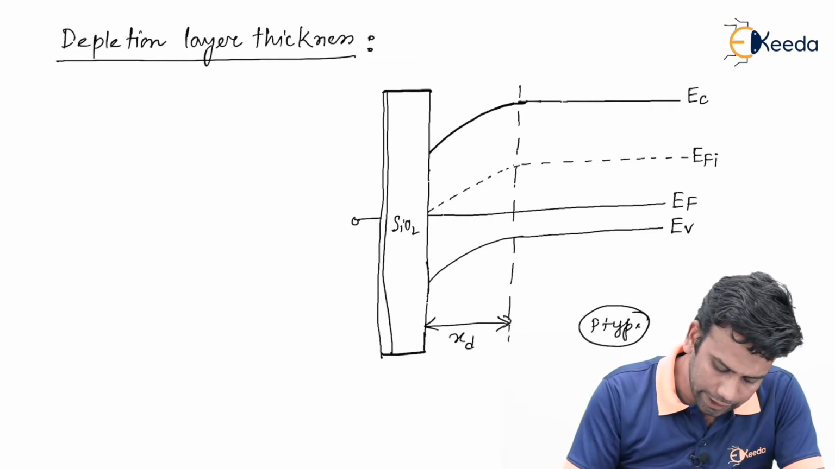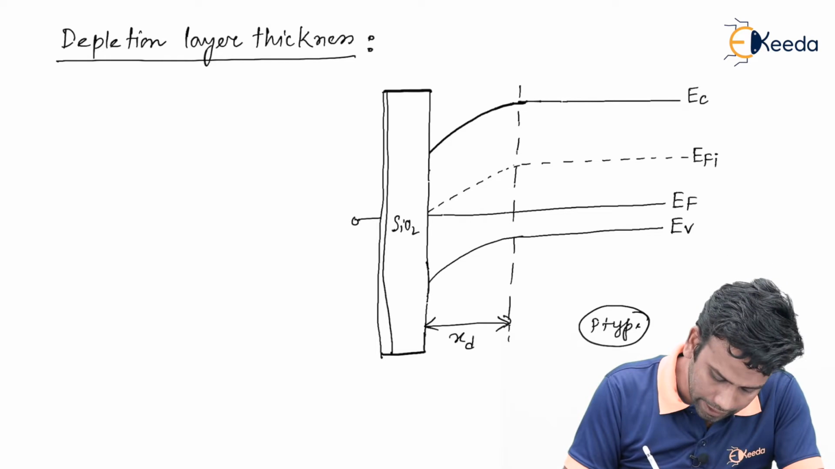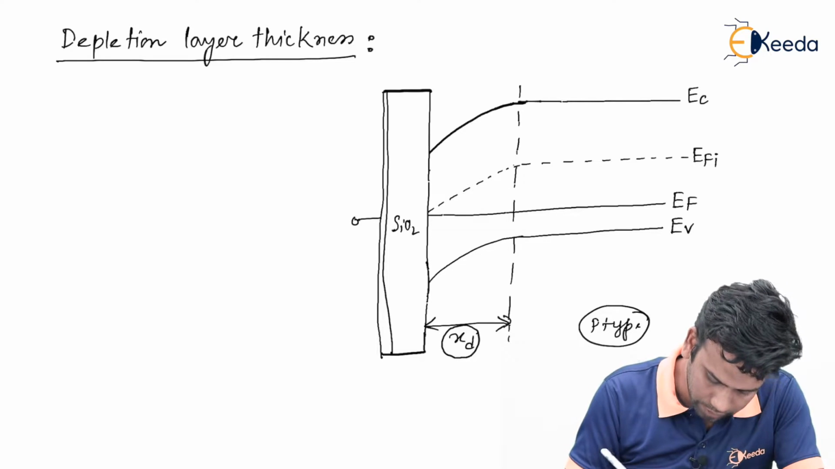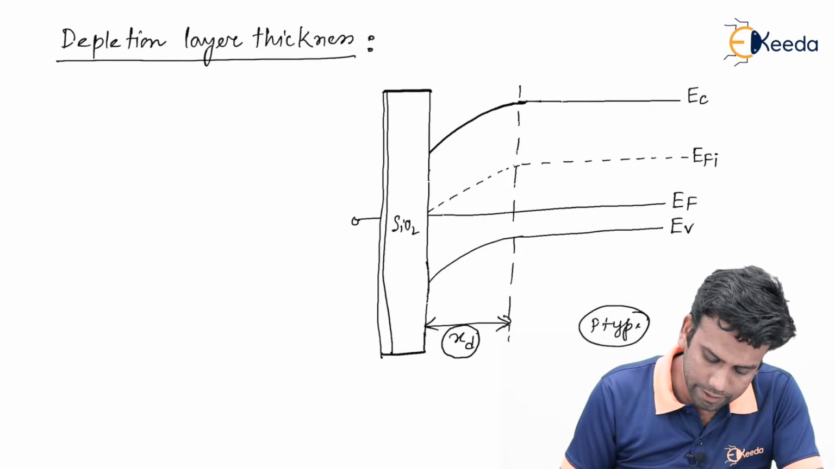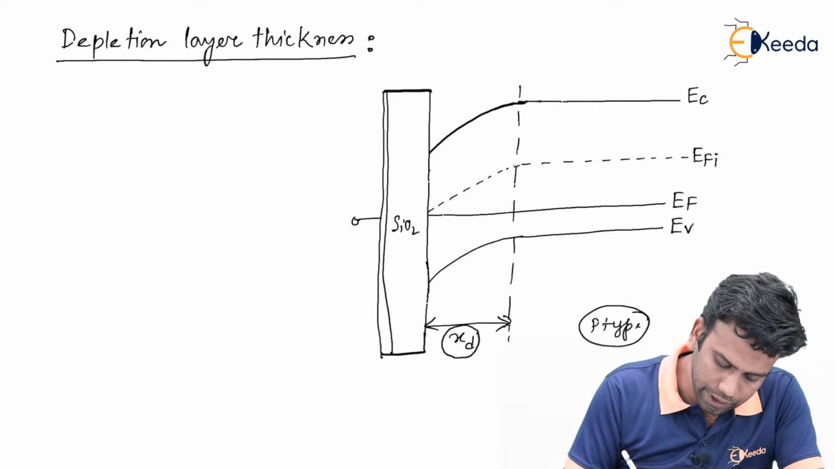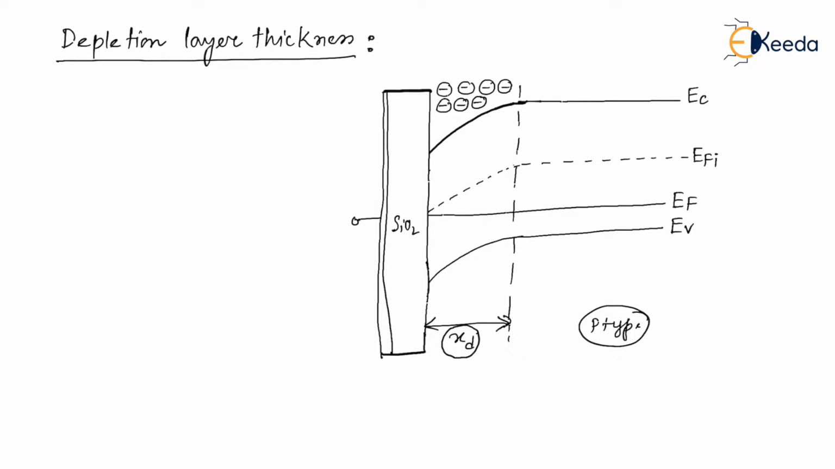So, according to the diagram, we can see that a depletion layer XD has been created due to the depleted carriers, and it is a p type. So we can say that negative acceptor ions have been accumulated here, and these are the depleted charge carriers, and this is SiO2 and this is the p type substrate.